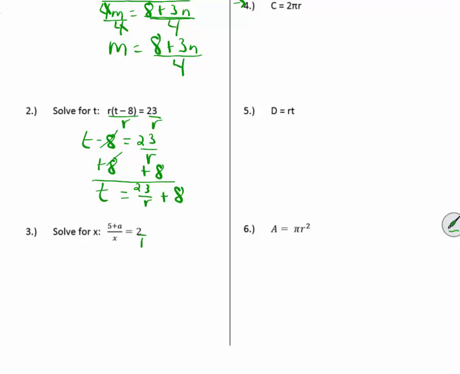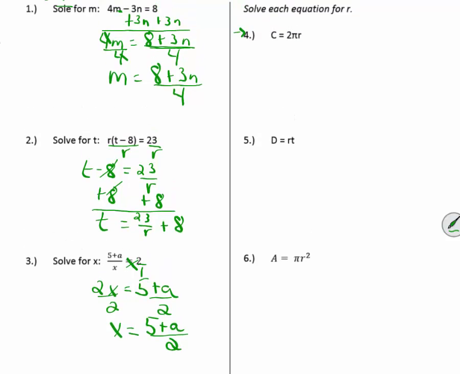So I put 2 over 1, so now I'm going to cross multiply. So I'm going to have 2x equals 1 times 5 plus a is just 5 plus a. To now get x by itself, I have to divide both sides by 2. So x, and just like we did up in number 1, I'm going to keep the 5 plus a all over 2. All right, let's try another one.